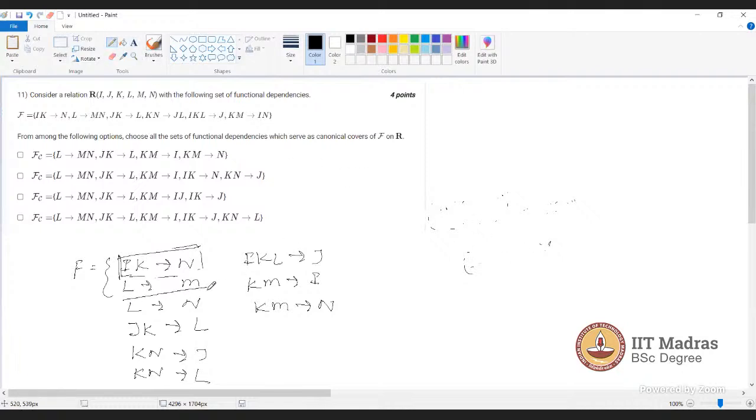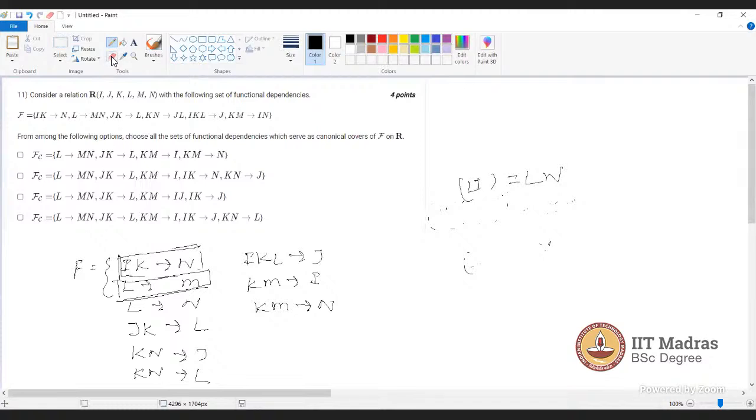See, is this L determine M a redundant functional dependency or not? So find the L closure without the help of this functional dependency. What will we get? N, L, and then L. This much. Okay, so this is not a redundant functional dependency.